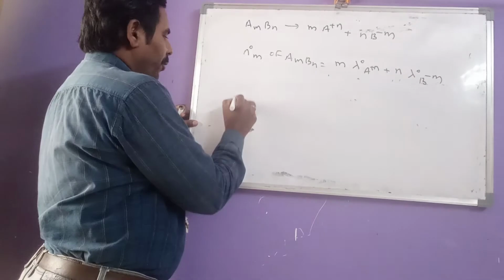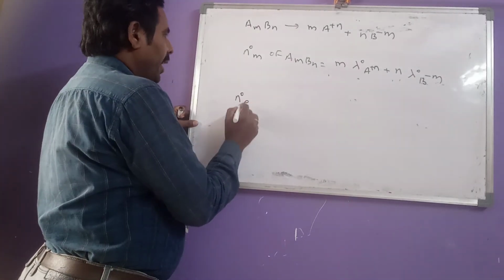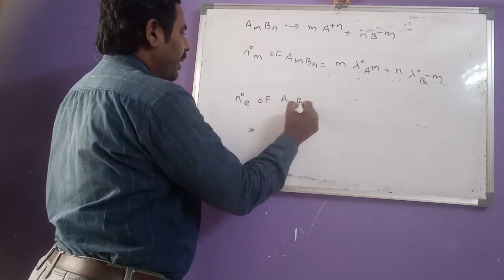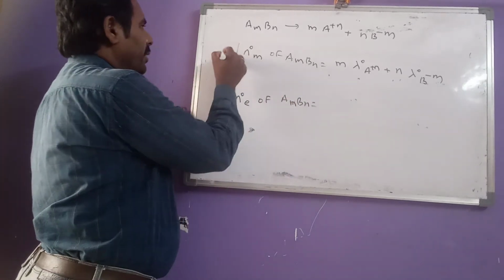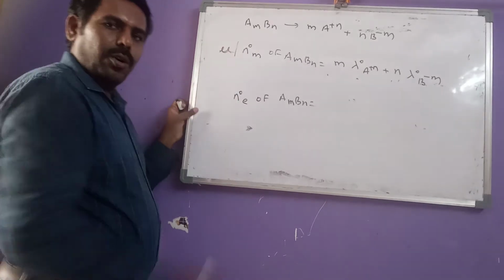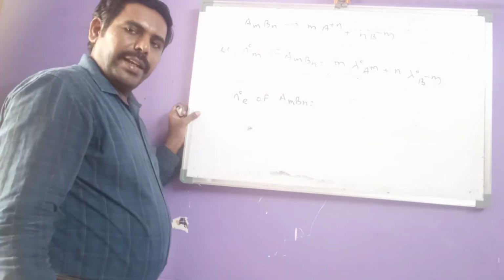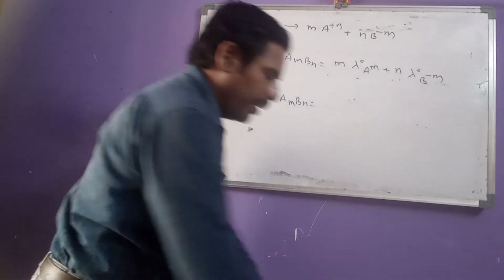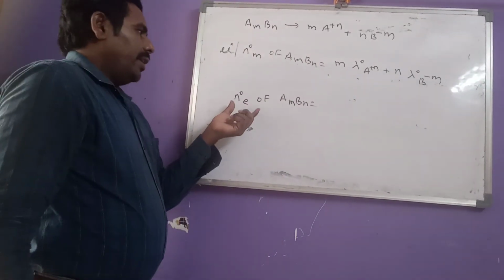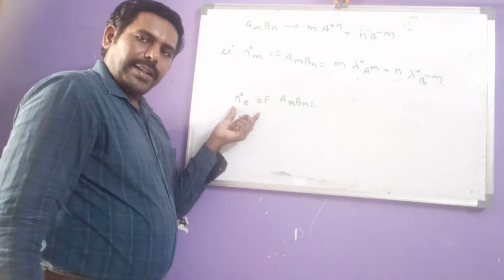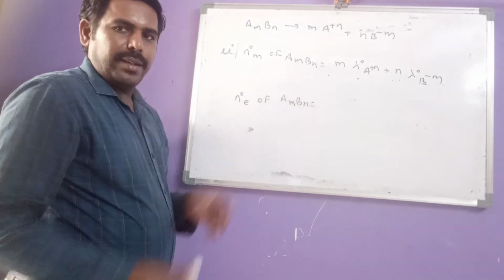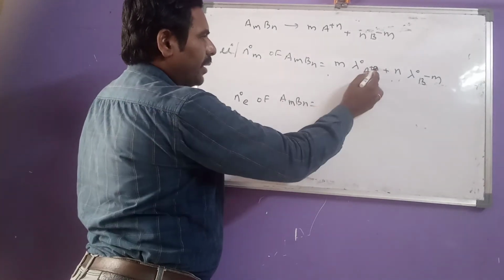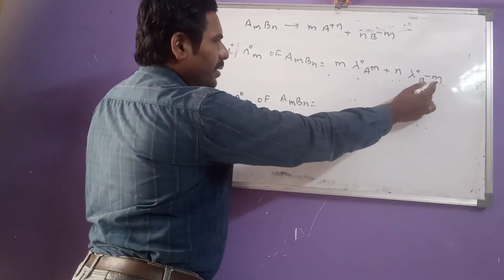But if you want to determine Λ naught E of AmBn, so this can be written as mu also. Mu means molar conductivity at infinite dilution, mu naught, and here Λ naught E means limiting equivalent conductance of AmBn. Now what is the formula here? A valency is n, B valency is m.